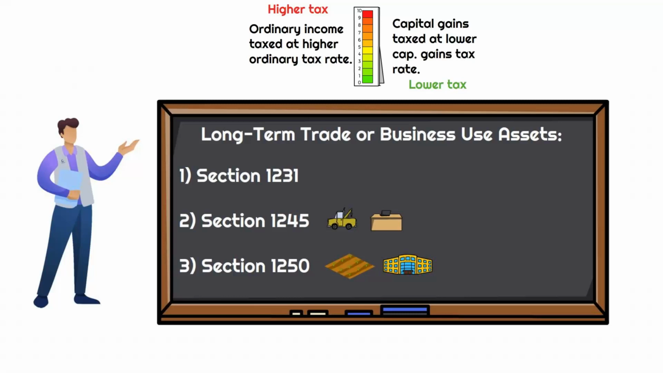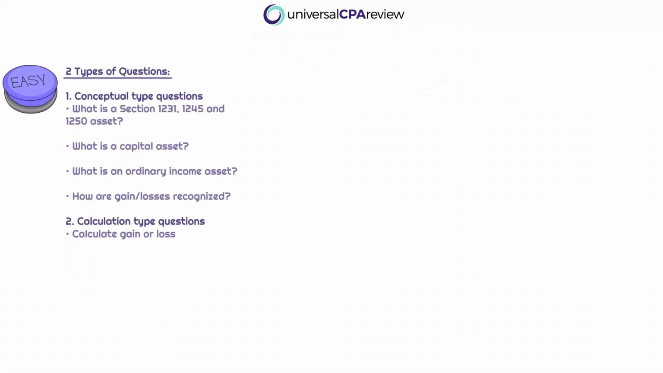But within the Internal Revenue Code is this important statute that is a sneaky topic on the CPA exam. We have this hybrid tax treatment for ordinary income and capital gains, and this is referred to as Section 1231 long-term trade or business use assets. There are two categories of questions that the exam might ask you: conceptual related questions or calculation-based questions. So let's dig into it.